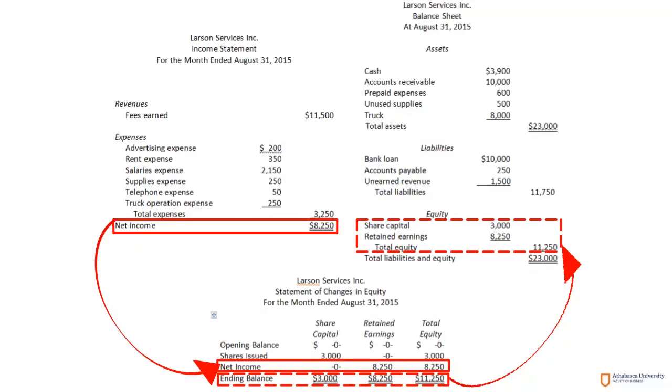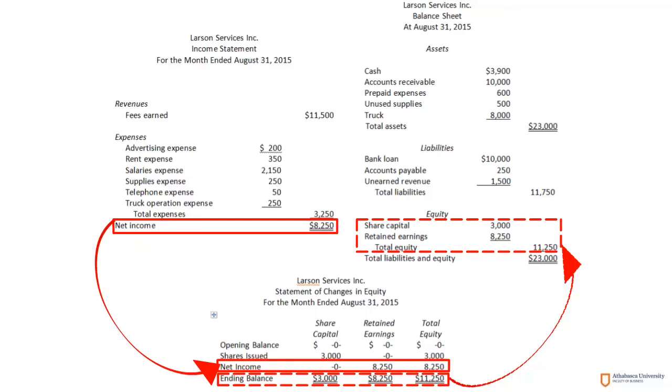As a final note, please be sure to recognize the important link between financial statements. The income statement is prepared first because the net income or net loss feeds into the statement of changes in equity. The ending balances calculated on the statement of changes in equity feed into the equity section of the balance sheet. The three statements are linked.